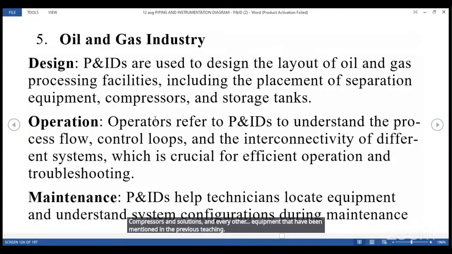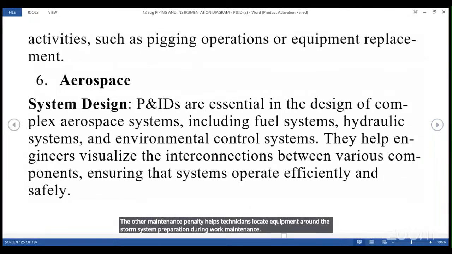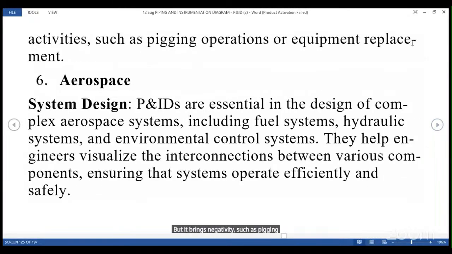Under operation, operators refer to P&IDs to understand the process flow, control loops, and the interconnectivity of different systems, which is crucial for efficient operation and troubleshooting. Under maintenance, P&ID helps technicians locate equipment and understand system configuration during maintenance activities such as pigging operations or equipment replacement.